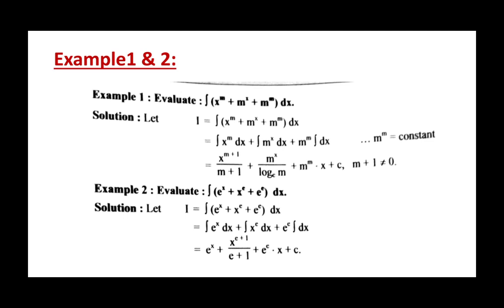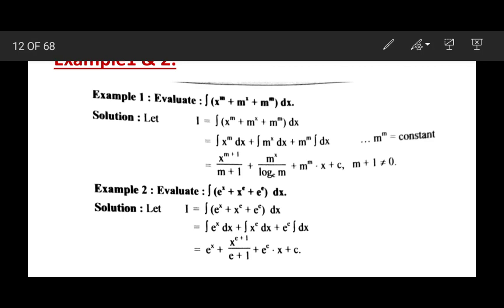Now let's solve some examples based on rules of integration and composite functions. The first example is: evaluate the integral of x raised to m plus m raised to x plus m raised to m. By the addition rule we can split this integral. So we can write this as the integral of x raised to m dx, then the integral of m raised to x dx plus the integral of m raised to m, which is a constant, so it will come outside.